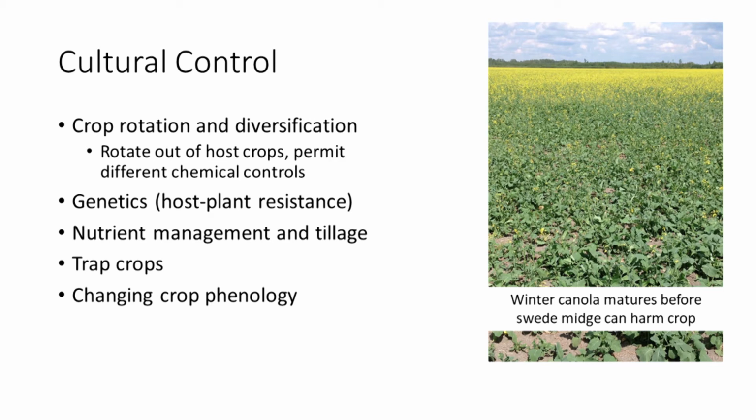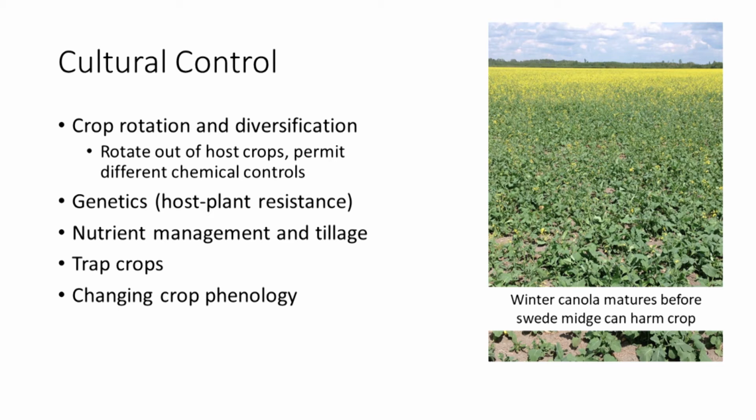Next would be selecting the right genetics. So those would be ones with host plant resistance to the pests that are of most concern in your area. We won't belabor that point. Next would be nutrient management and tillage, which I'll talk about in a little bit. Use of trap crops, again, I'll talk about in a second, and changing crop phenology. Okay, so I'll just talk about that right now.